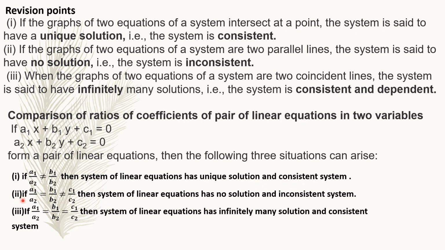Now let us come to condition number 2. If a1/a2 is equal to b1/b2, but both ratios are not equal to c1/c2, then we say the system of linear equations has no solution and is an inconsistent system. Now let us come to the third case. If the ratios are equal to each other, that is a1/a2 = b1/b2 = c1/c2, then we say the system of linear equations has infinitely many solutions and is a consistent system.